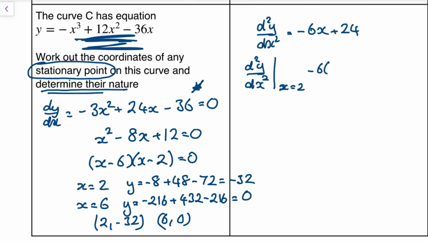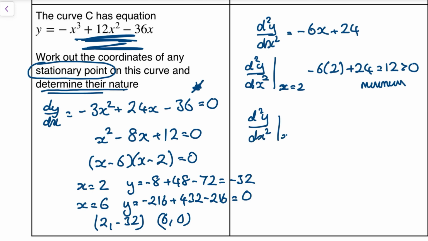And that's going to be minus 6 times 2 plus 24, which is, well, minus 12 plus 24 is 12, which is greater than 0. So therefore, it is a minimum. I'm guessing the other one's the maximum because it's a cubic, but let's carry on anyway. So therefore, d2y dx squared at the point x equals 6 is going to be minus 6 times 6 plus 24, which is, well, minus 6 times 6 is minus 36, plus 24 is minus 12, which is less than 0, so therefore it is a maximum.